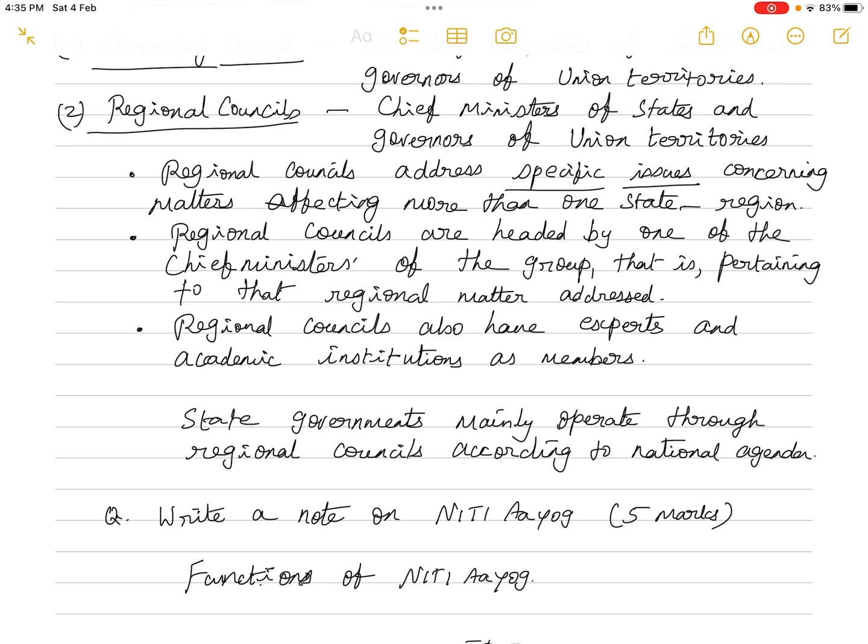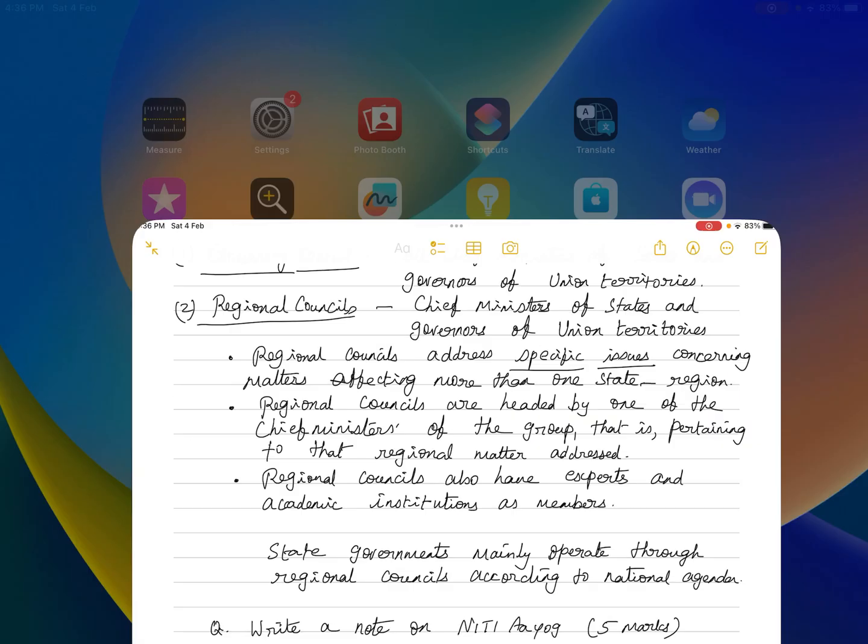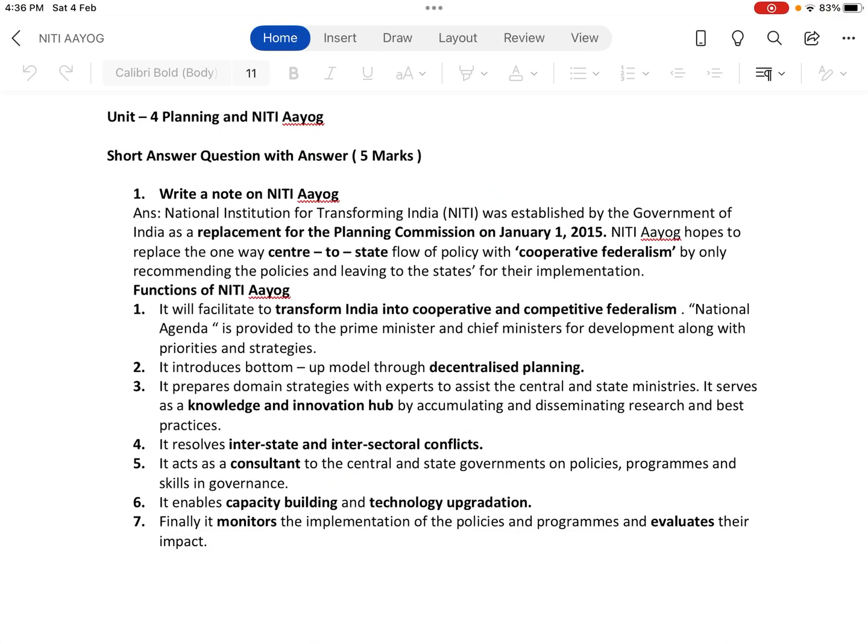Okay. So this is the question you will be asked. Write a note on NITI Aayog for 5 marks. It is sufficient if you mention the functions of NITI Aayog. I have just given you the brief background of NITI Aayog. Now let us go to the answer. Write a note on NITI Aayog. Since I have already explained, I think you will now be able to understand the answer.